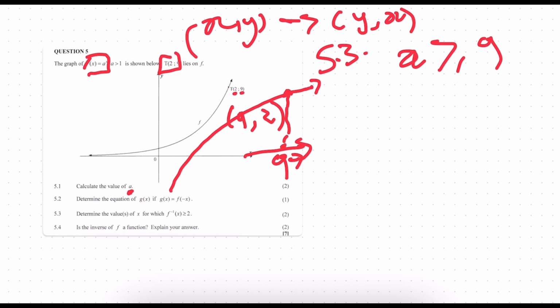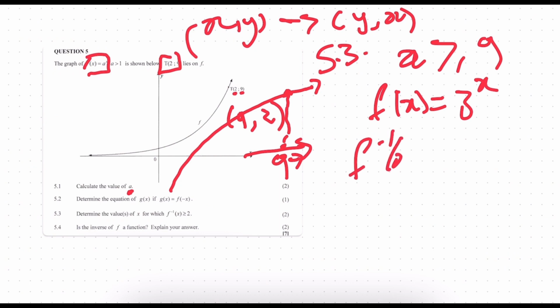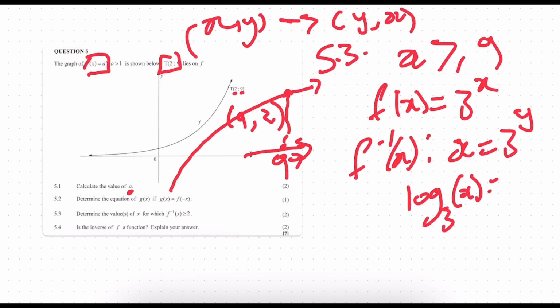Right? But maybe one would want to solve with the long route, and they'll be like, okay, let me first determine the inverse of f of x. You know that f of x is 3 to the power of x. That means for f inverse of x, you swap x and y, so it will be x equals 3 to the power of y, right? And then you introduce your log, log base 3 on both sides.